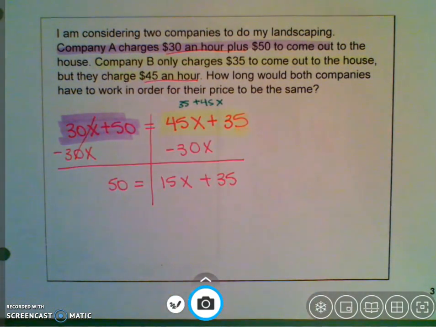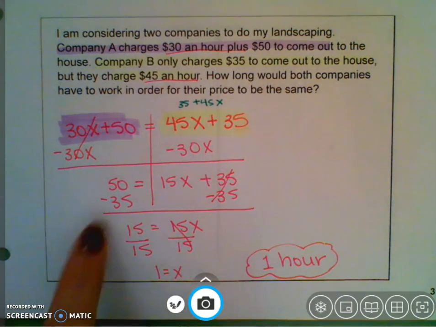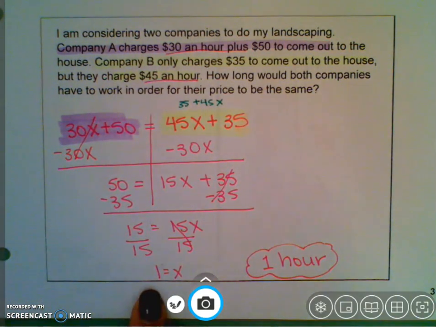So the first thing I did was get rid of the 30x. The next thing I have to do is get rid of the 35. So when you do that, you're left with 15 equals 15x, and your last step is to divide. So don't forget when you do this, 15 divided by 15 makes a 1. So how long do both companies have to work in order for their price to be the same? 1 hour.